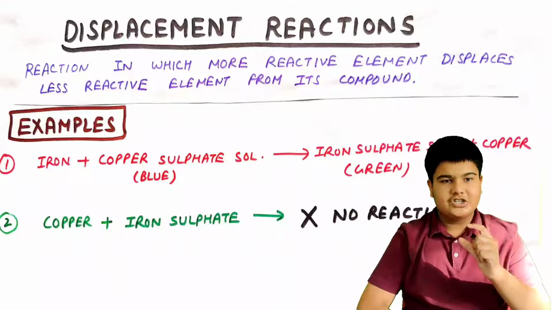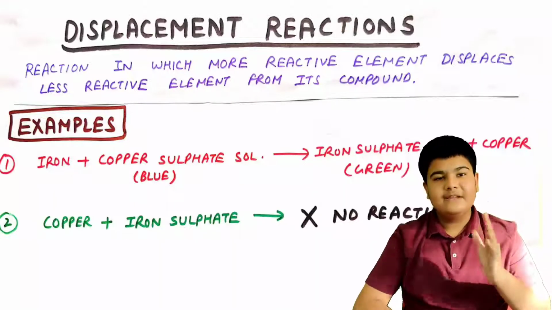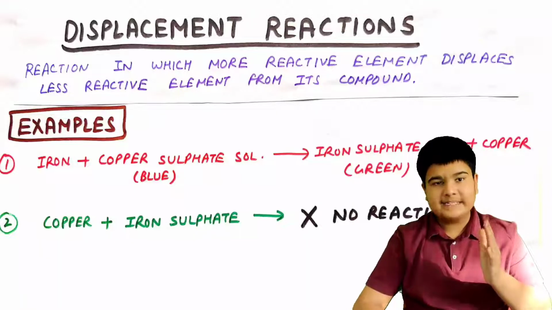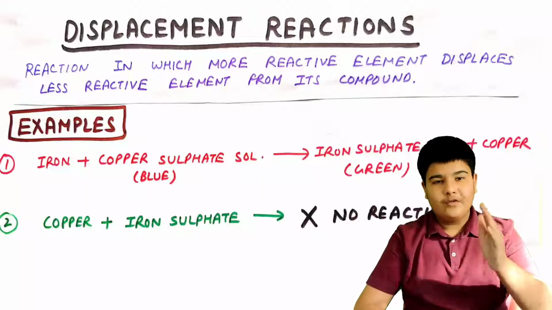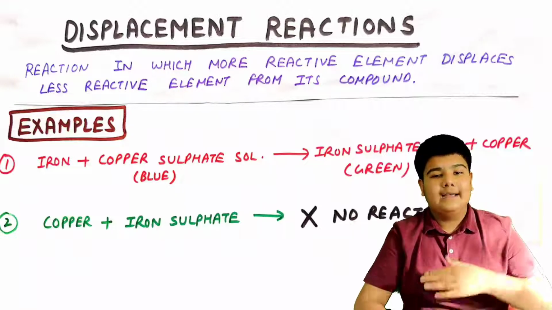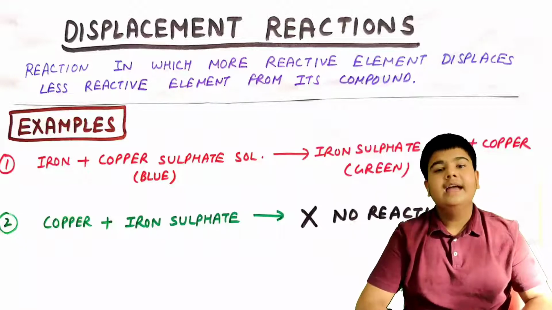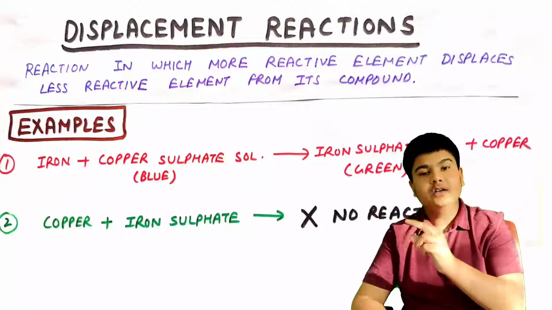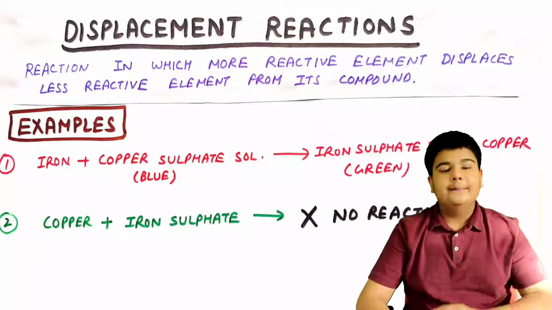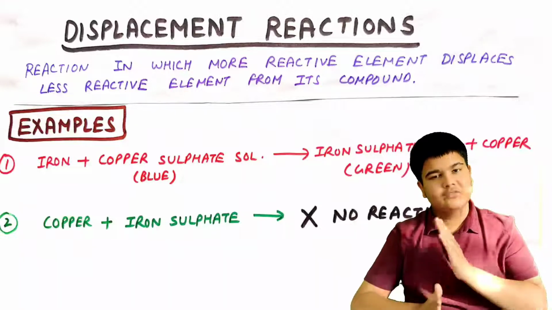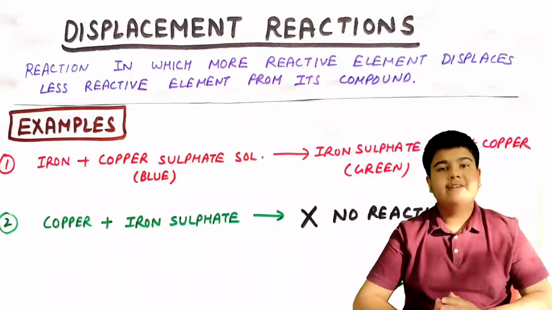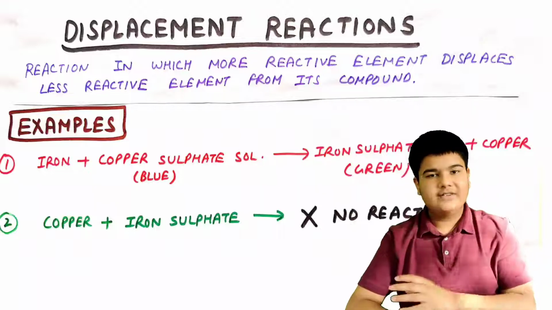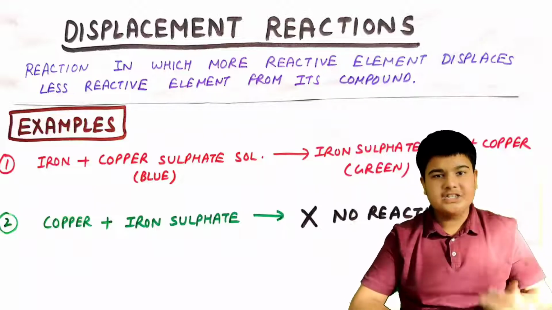So in this reaction, iron and copper sulfate solution are the reactants, and the iron displaces copper from the sulfate solution to form iron sulfate solution, which is green in color, and the copper which is displaced gets deposited on the iron nail. But if we try to do the reverse of this reaction, that is, if we add copper to iron sulfate solution, then will any reaction take place?